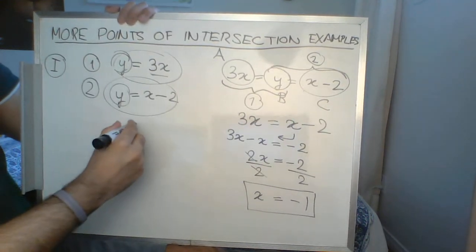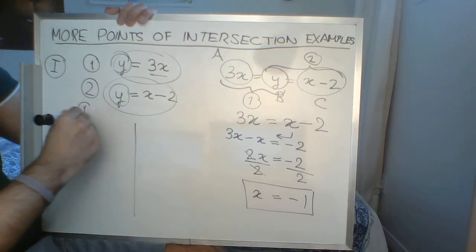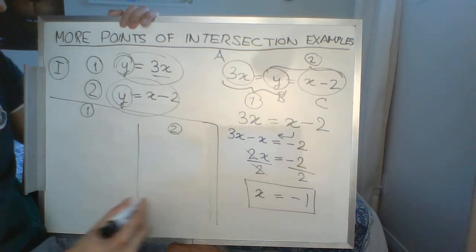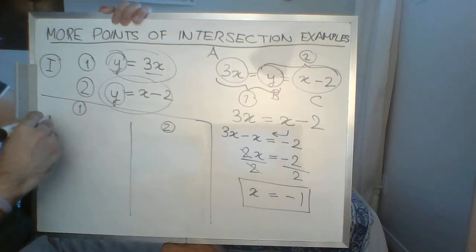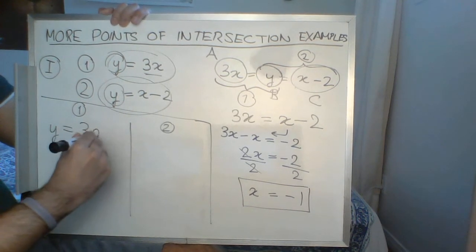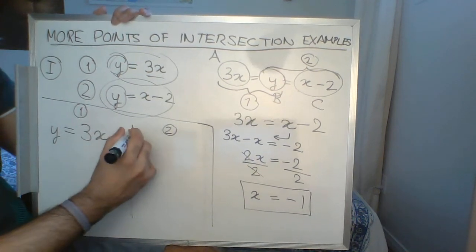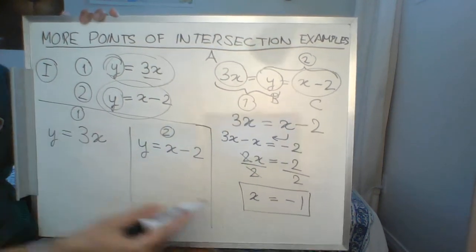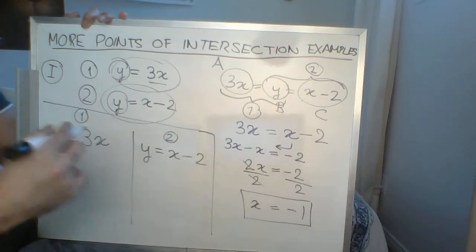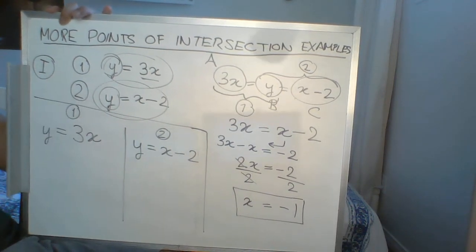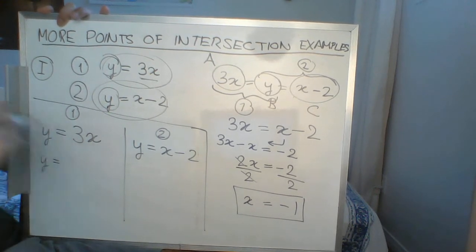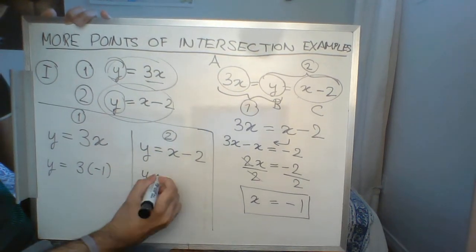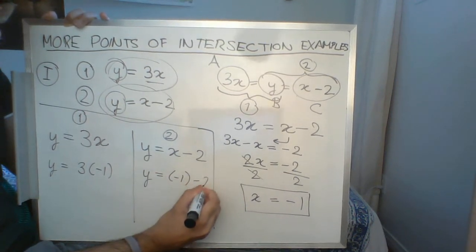So we'll divide this left half of the board down the middle. We'll do equation 1 over on the left side, and we'll do equation 2 over on the right side. Like so. Okay, so on the left side we have y equals 3x, and on the right side we have y equals x minus 2. So because we found that x is equal to negative 1, I'm going to sub in that x value into both of these, right? So on the left side it'll be y is equal to, instead of 3 times x, 3 times negative 1. And on the right side, instead of x minus 2, it'll be negative 1 minus 2.